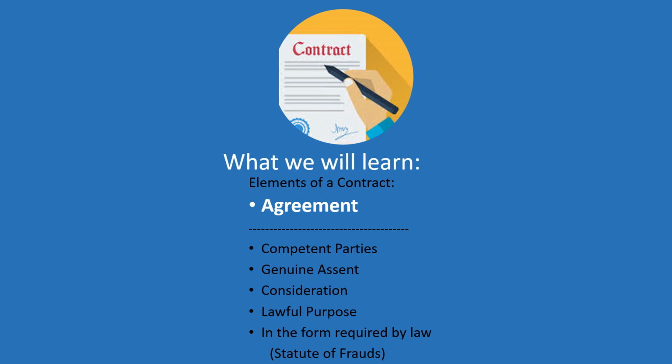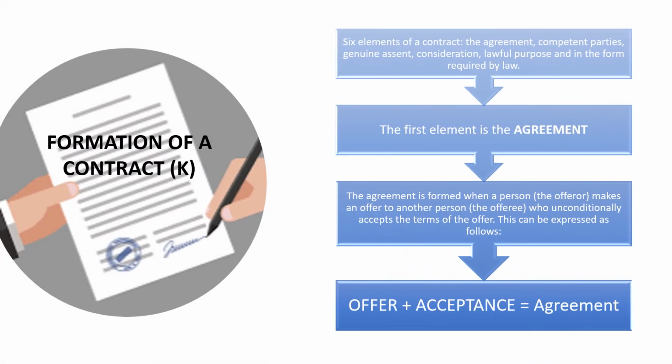The agreement, it must be between competent parties who express genuine assent, who then exchange consideration. Their contract is for a lawful purpose, and it's in the form required by law. How do we form the first element of the contract, the agreement?